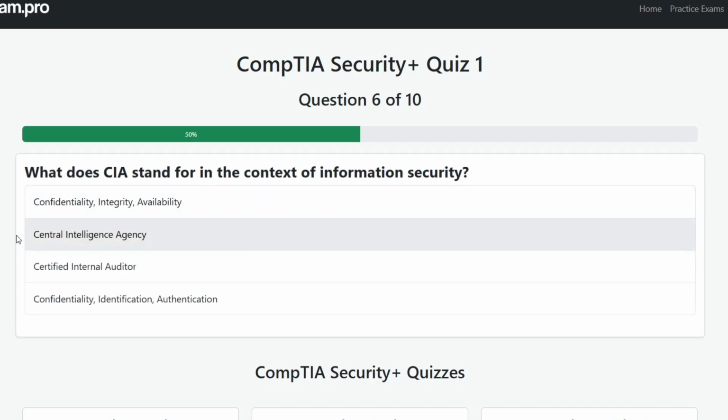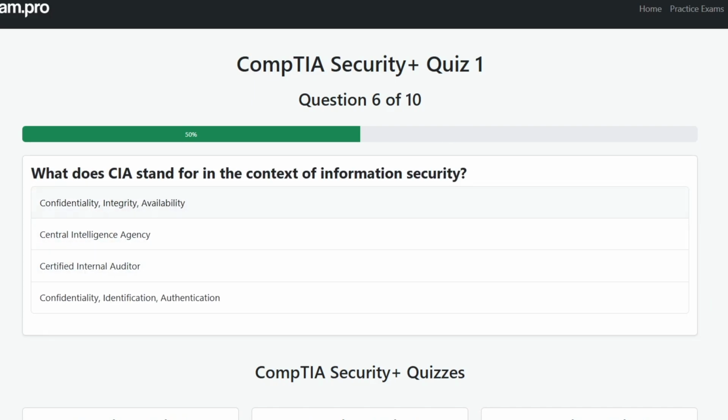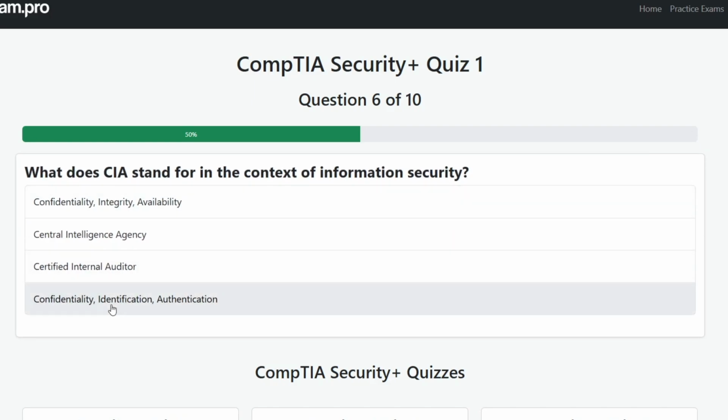So we can knock out two here pretty easily. The Central Intelligence Agency, that is a government agency. That doesn't have to do with cybersecurity. We have Certified Internal Auditor. That's also unrelated to cybersecurity. But you have these two right here: confidentiality, integrity, availability, or confidentiality, identification, and authentication.